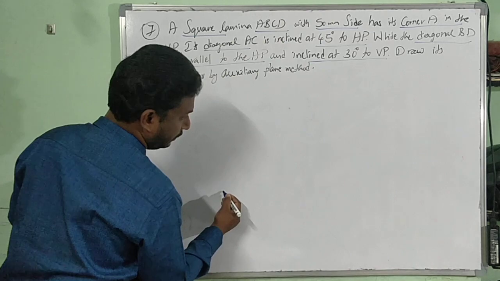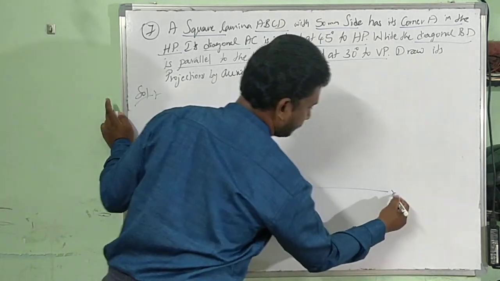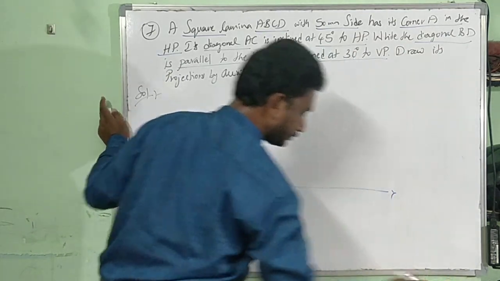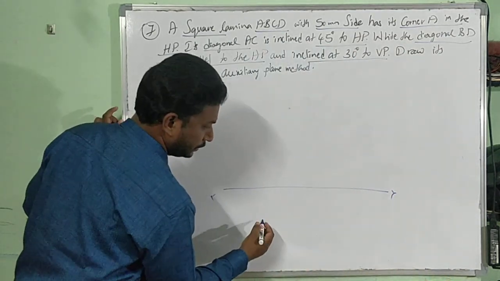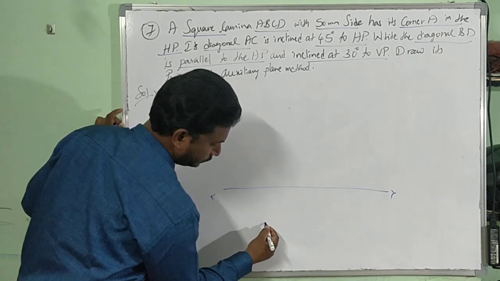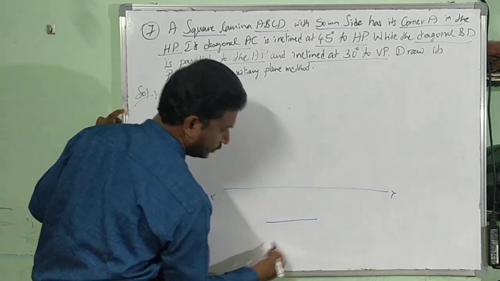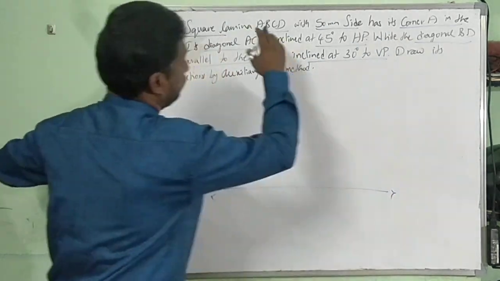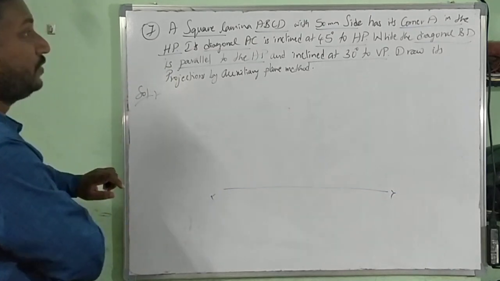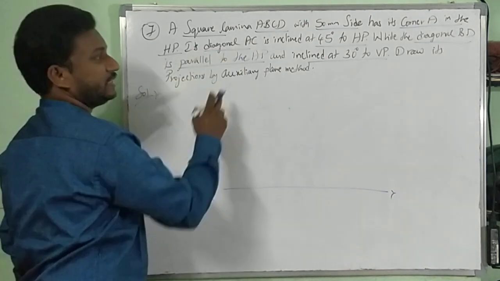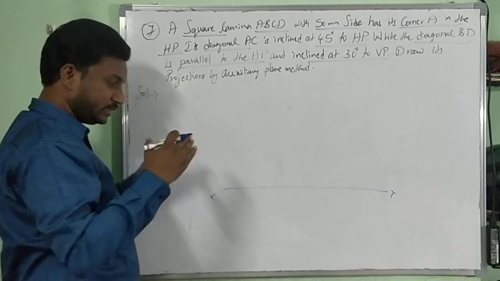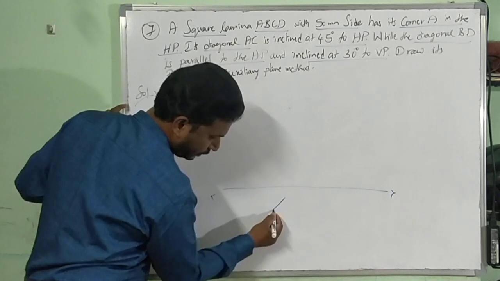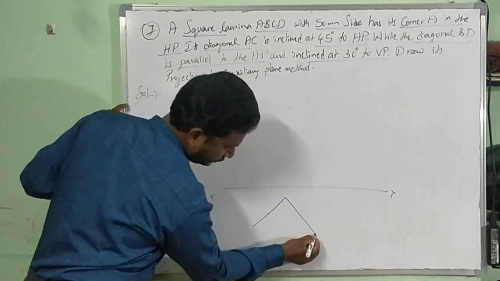This is a little bit lengthy problem, so I am drawing a small size. XY, I am not drawing this. Each side of the square is 50 mm. Provided 50 mm, it has its corner A in the HP, and diagonal AC is at 45 degrees. Provided this diagonal AC, we are supposed to draw the square at 45 degrees.